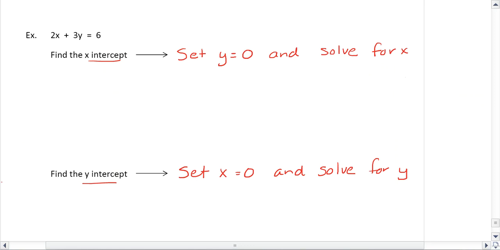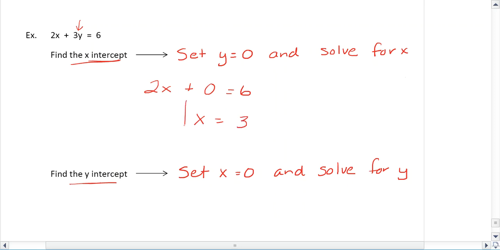So stating the strategy here, to find the x-intercept, set y equal to 0 and solve for x. To find the y-intercept, vice versa of that, set x equal to 0 and solve for y. Now I picked an easy one here for doing the math. So first, to find the x-intercept, can you picture putting the 0 right in there for y? So I have 2x plus, well, 3 times 0 is 0, equals 6. Divide both sides by 2, and the x-intercept is 3.